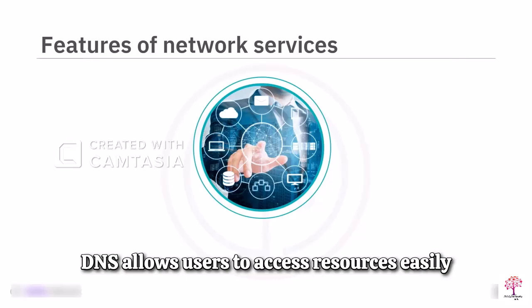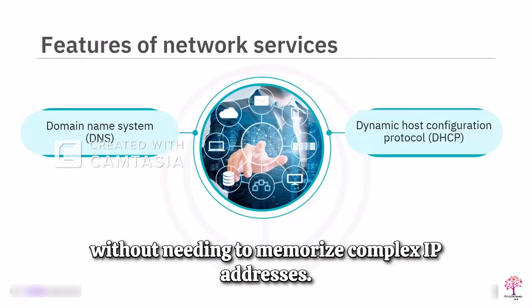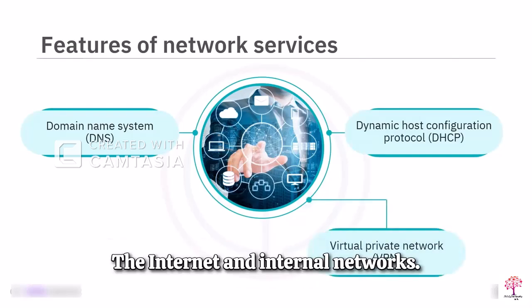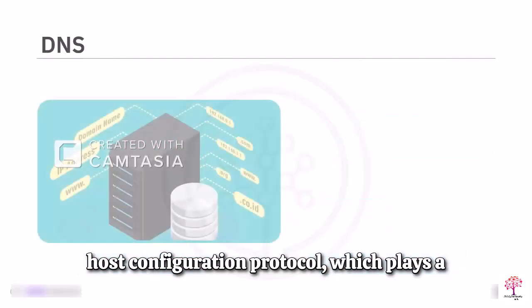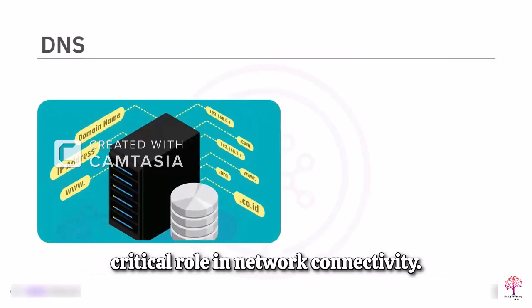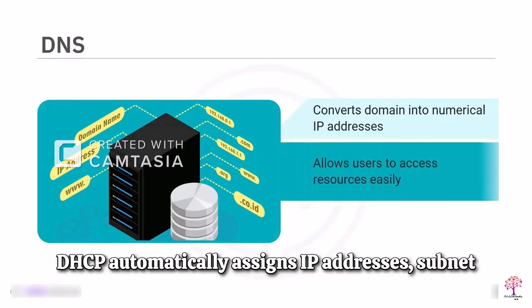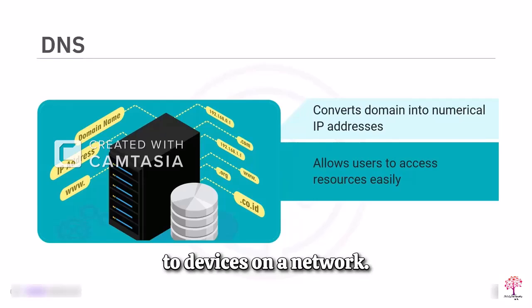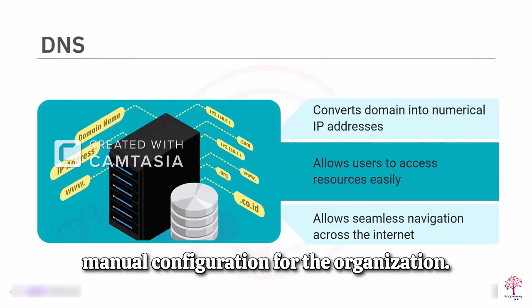Windows Server includes DNS for converting user-friendly domain names into numerical IP addresses. DNS allows users to access resources easily without needing to memorize complex IP addresses. Its functionality is fundamental for seamless navigation across the Internet and internal networks. Another key functionality is the Dynamic Host Configuration Protocol, which plays a critical role in network connectivity. DHCP automatically assigns IP addresses, subnet masks, and other network configuration parameters to devices on a network. DHCP simplifies network management and reduces manual configuration for the organization.